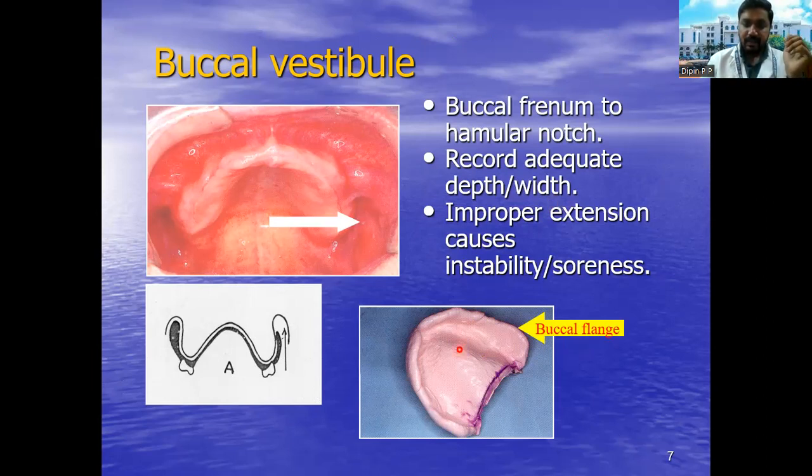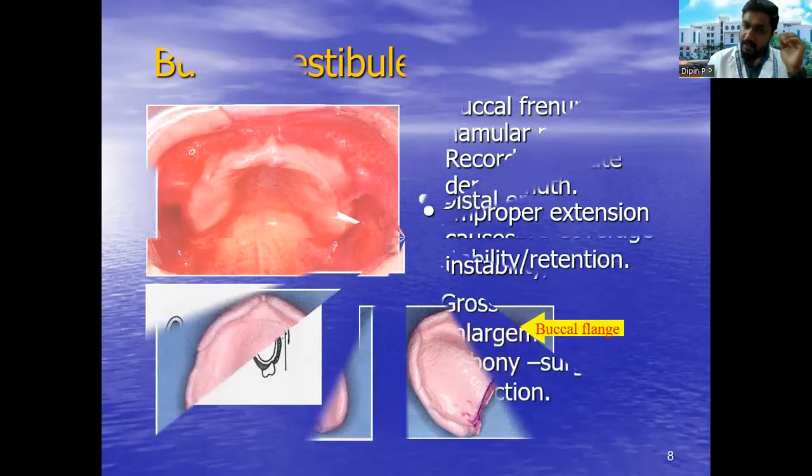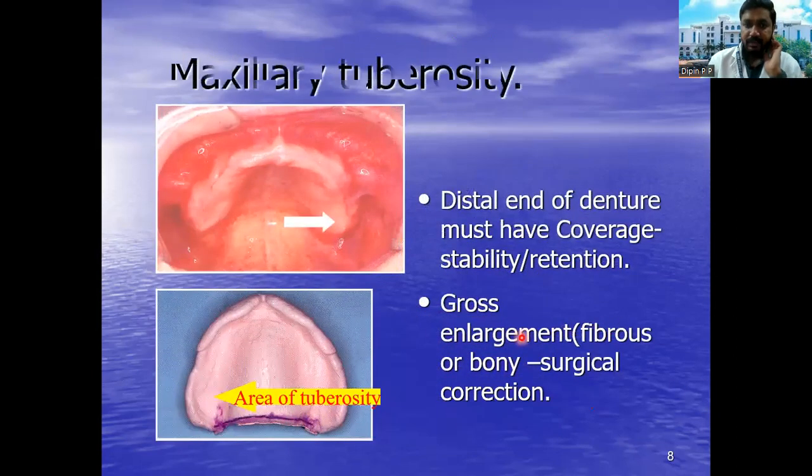So in the denture we have the buccal flange. Anteriorly we have a labial notch, labial flange, then the buccal notch and the buccal flange. Then posterior to the buccal flange, we have the maxillary tuberosity. The maxillary tuberosity is the distal end of the denture. It must be covered properly to get proper stability and retention for the denture.